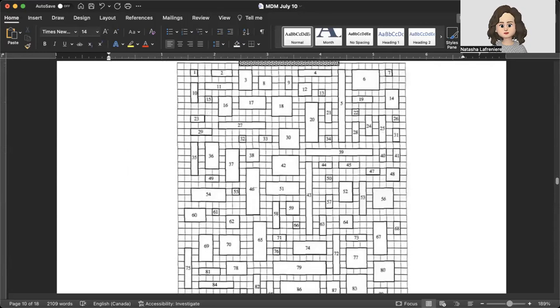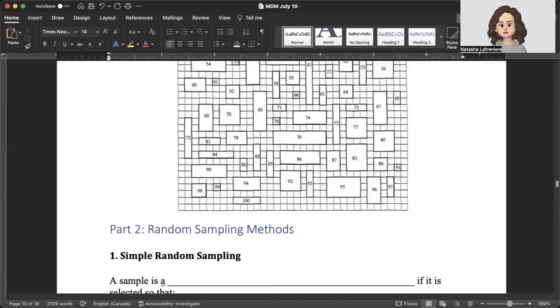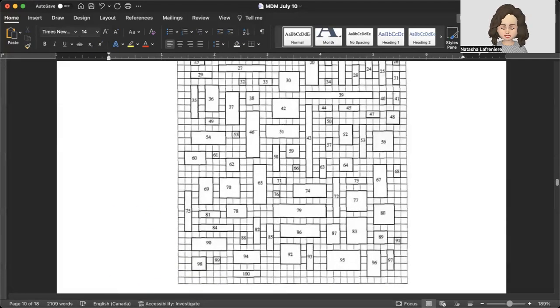Okay. The animals are driving me nuts today. He's walking all over my screen and stuff.